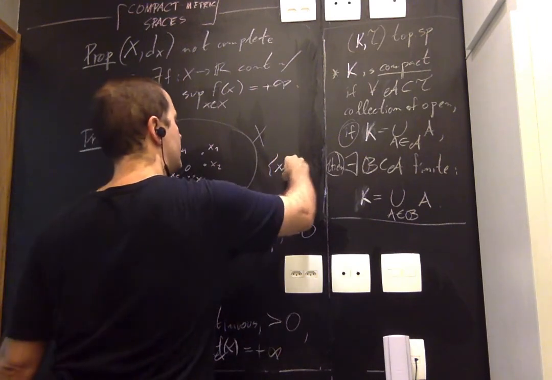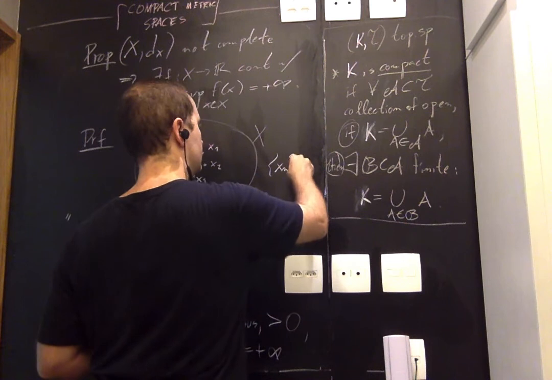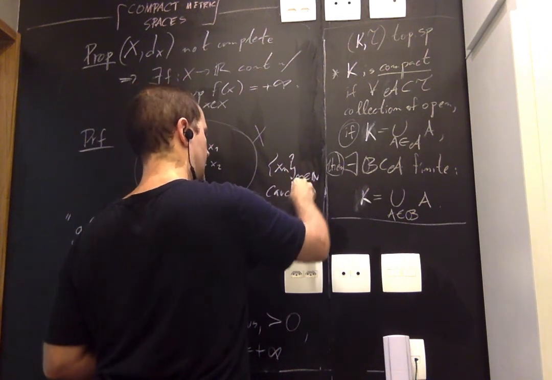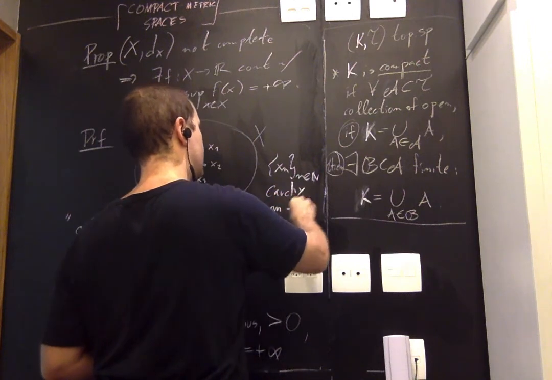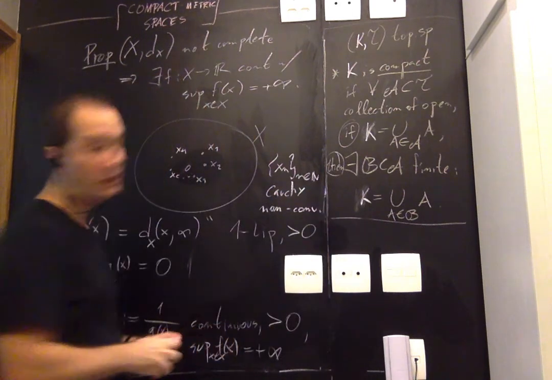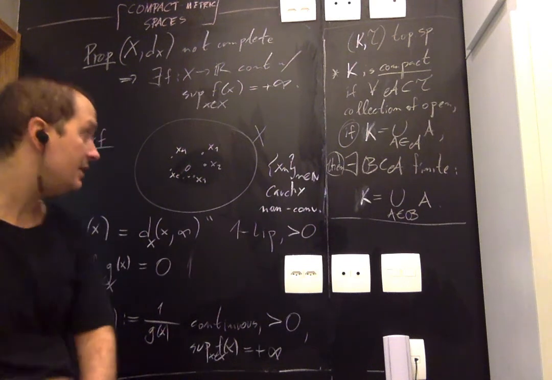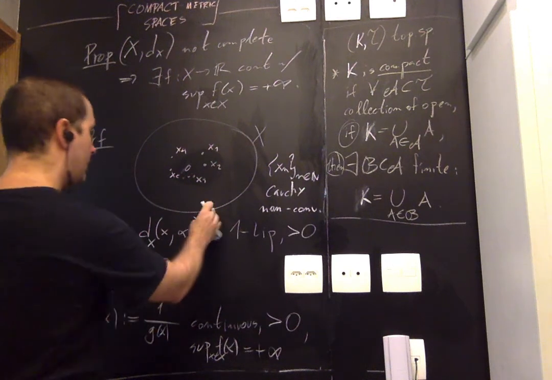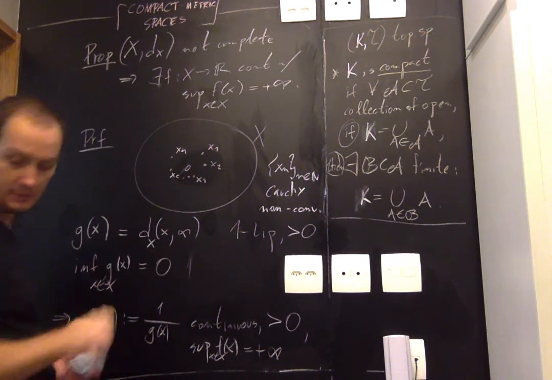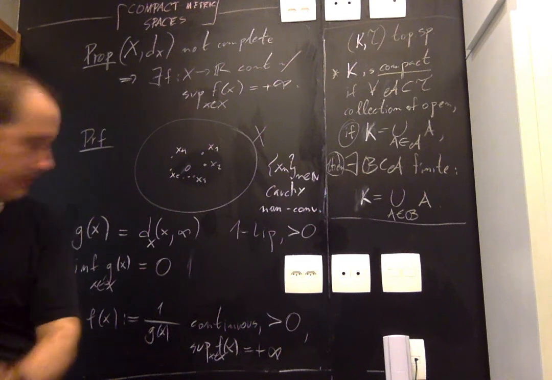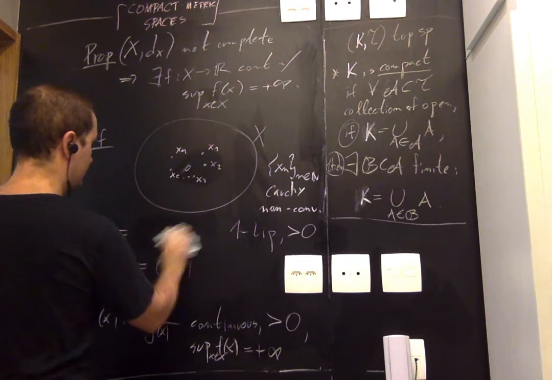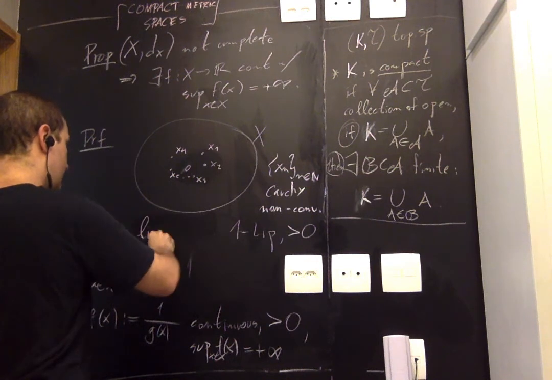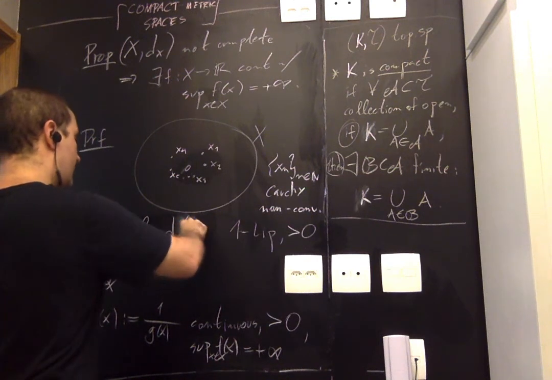So I have a Cauchy non-convergent sequence, right? So what does it mean to have a non-complete metric space? It means that there exists at least one Cauchy sequence that's not convergent. And now I'm going to define g without the scare quotes. I'm just going to define it as the limit as n goes to infinity of the distance from x to x sub n.